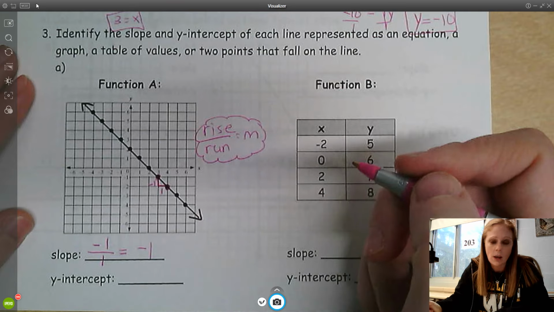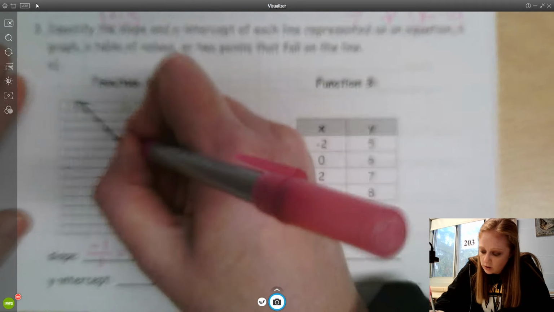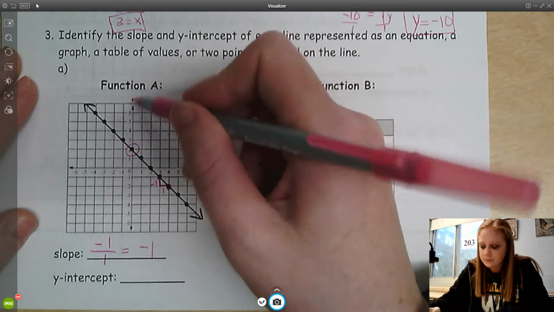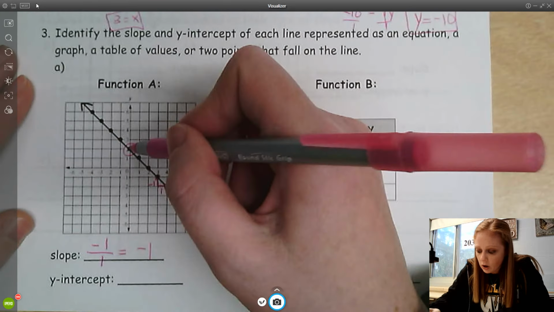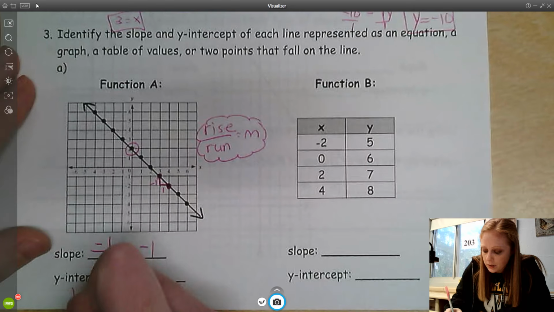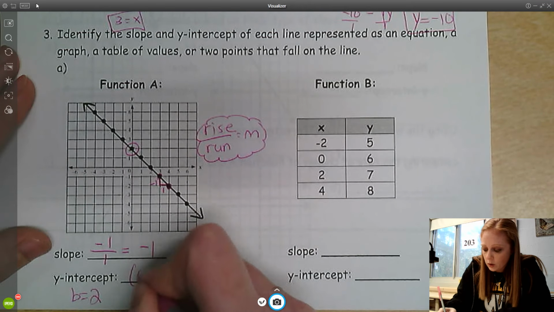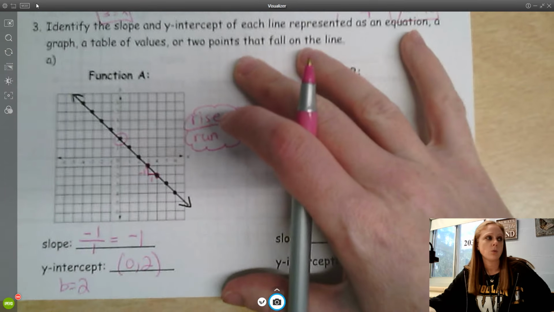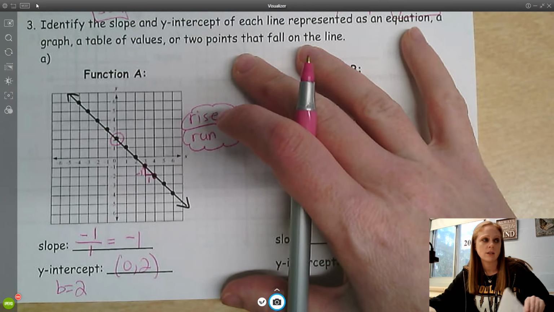All right, my y-intercept. The y-intercept is where this line crosses the y-axis, which is right here because our y-axis is this line, and this is our line. It crosses at 2, so the b is 2, but the point would be 0, 2. The y-intercept is wherever the line crosses the y-axis.